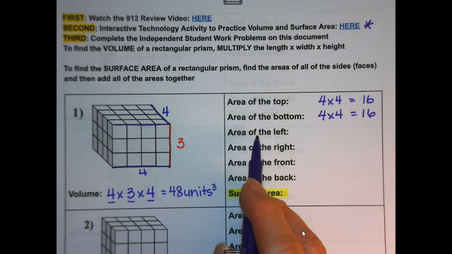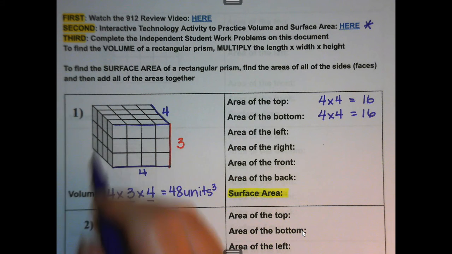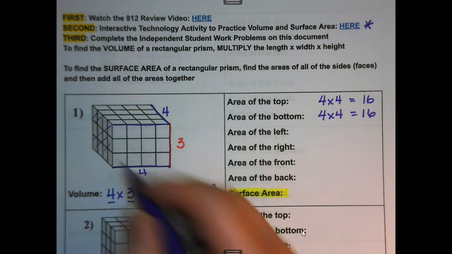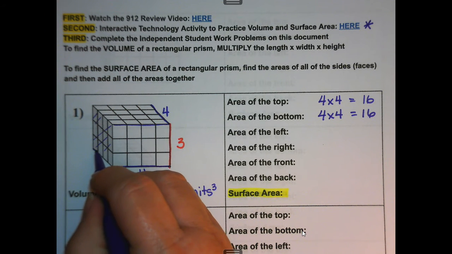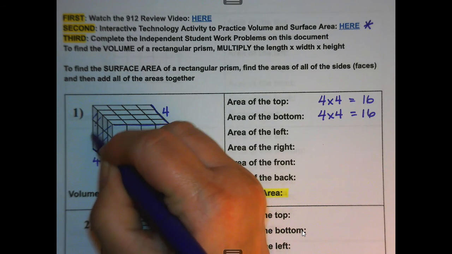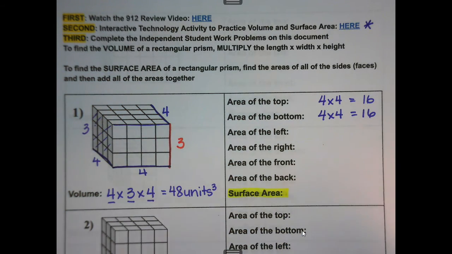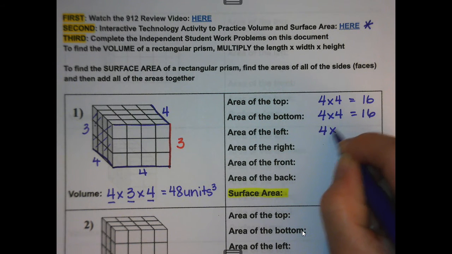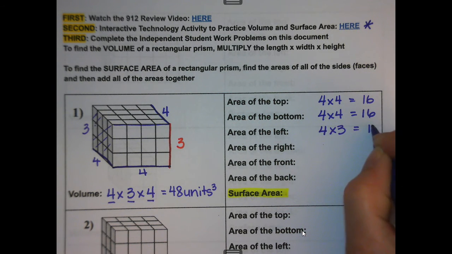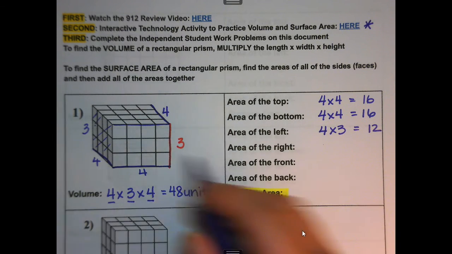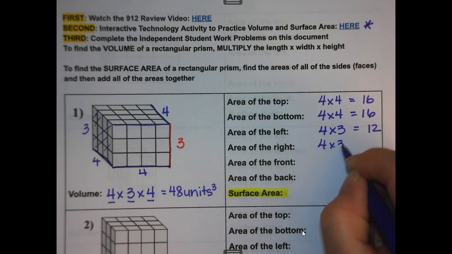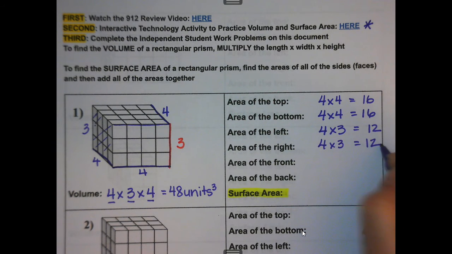And then I've got the area of the left. This over here is the left side. Okay, that's the left side. And I've got 4 going this way. That's 4 by 1, 2, 3. So my measurements that I'm going to use to get the area of the left are 4 times 3, and that is 12. The area of the right that I cannot see is also 4 times 3, which equals 12.